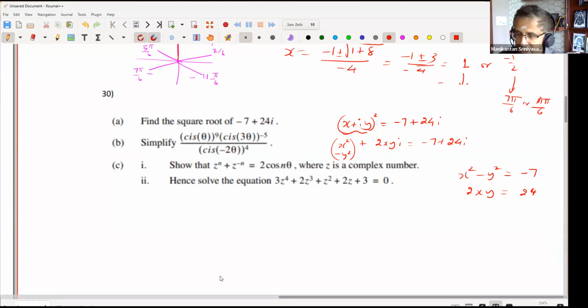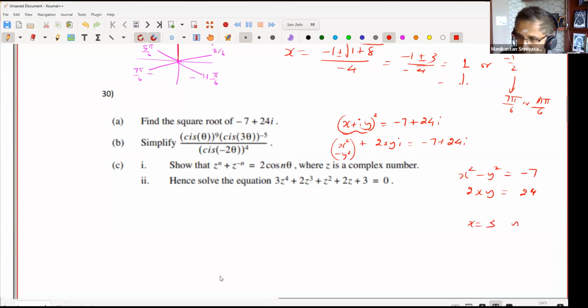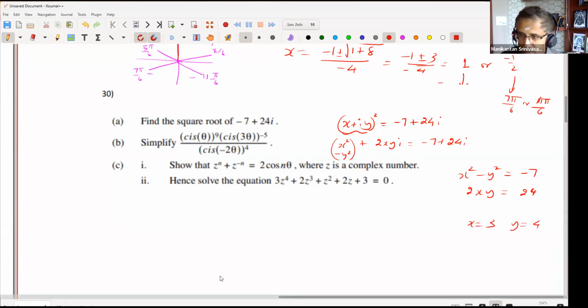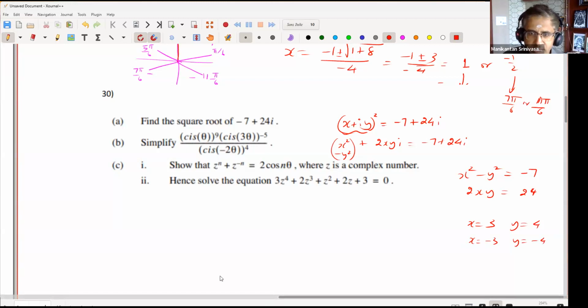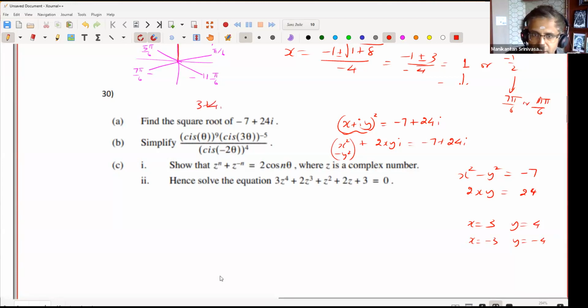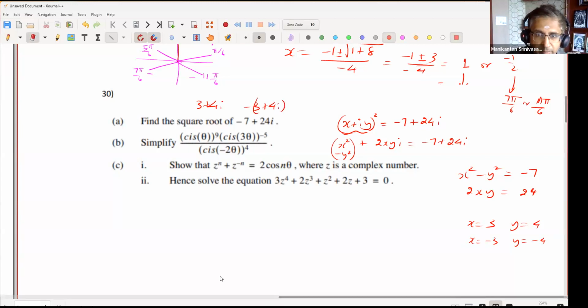So x into y is 12. So we can guess that x equal to 3 and y equal to 4. So 3 square minus 4 square is minus 7. Or x equal to minus 3 and y equal to minus 4. Okay, if you cannot guess, you can just solve it using quadratic. So there are 2 answers for the square root. 3 plus 4i and minus 3 minus 4i, minus of 3 plus 4i. So for complex numbers, we cannot say this is the positive root and therefore only root. There are 2 square roots. So 3 plus 4i and minus of 3 plus 4i.